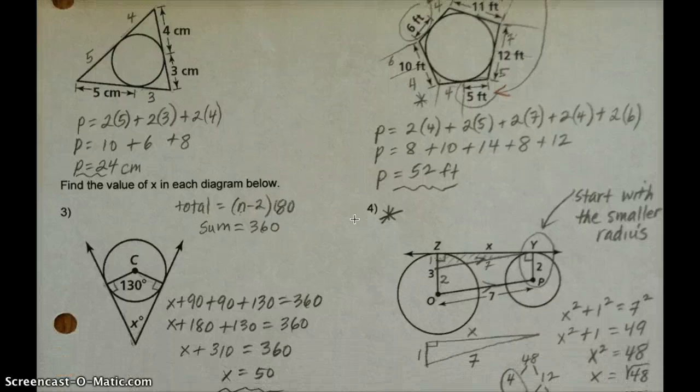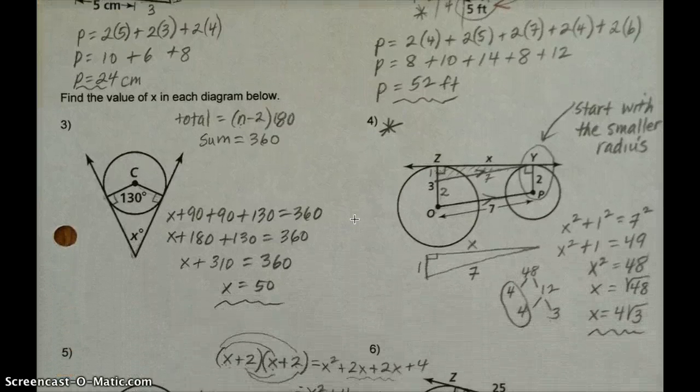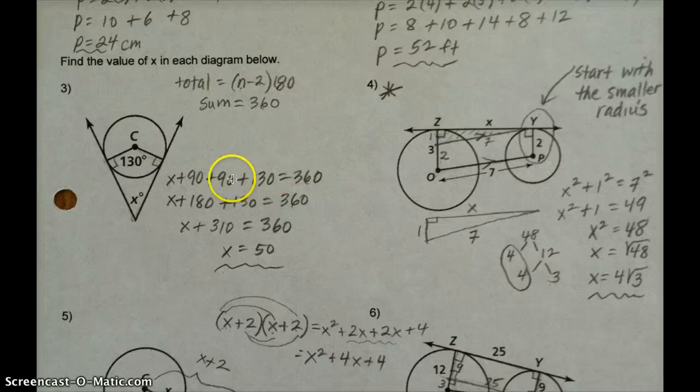So you need to use segment addition as well in a lot of these problems. So here, if we need to find the value of x in each of these diagrams, we'll start out with this one. We know this is a how many sided figure? 1, 2, 3, 4. So using what we know about the sum of the degrees of a polygon, we can use n minus 2 times 180. So we get that the sum of all the angles of this quadrilateral will be 360 degrees.